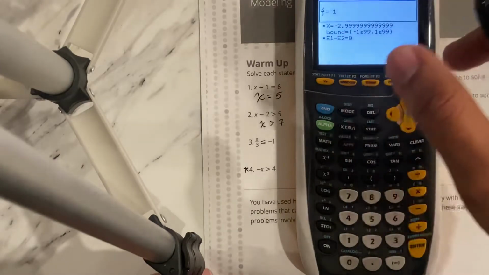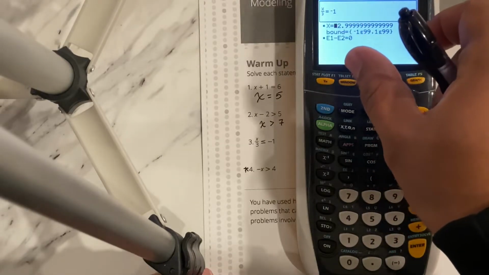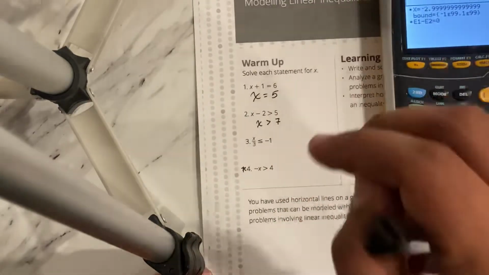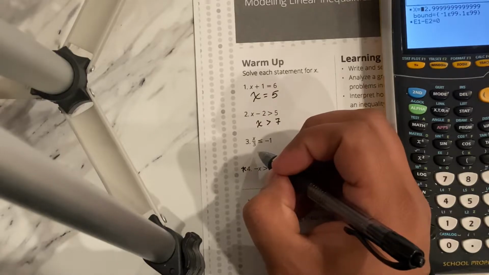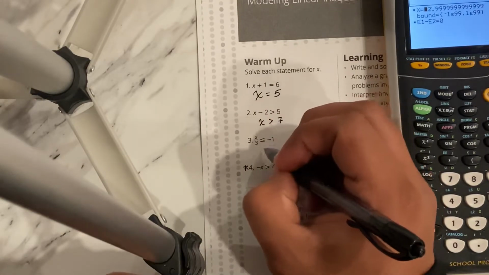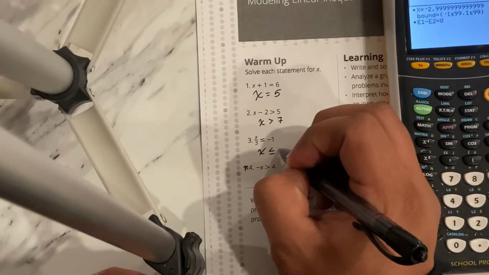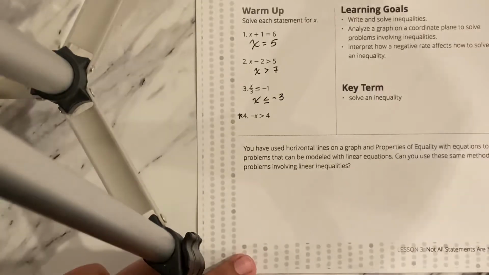Right here, it's going to be -3. Of course, the calculator, for some reason, is not getting this whole number, but we should be able to round -3. Keep that symbol for right now. X is less than or equal to -3. Okay. Zooming on this last one.